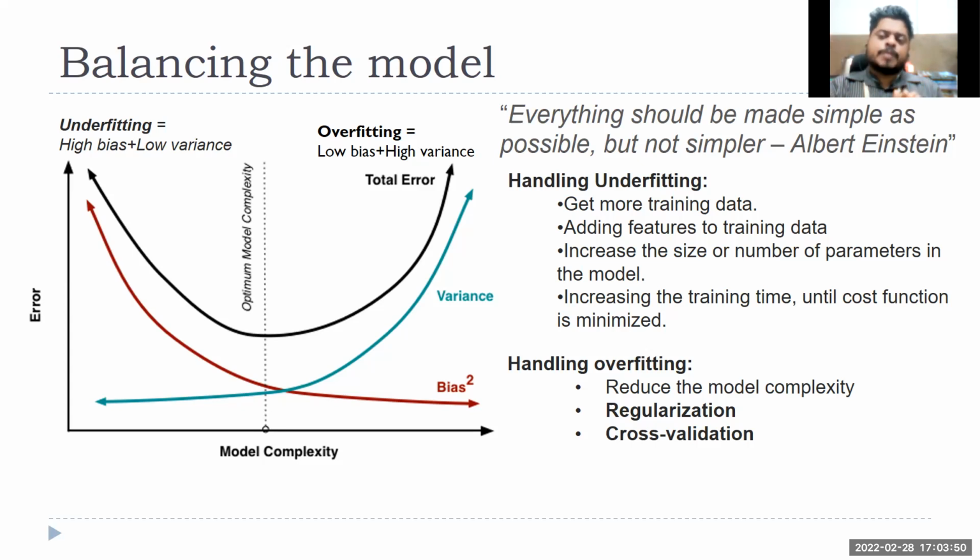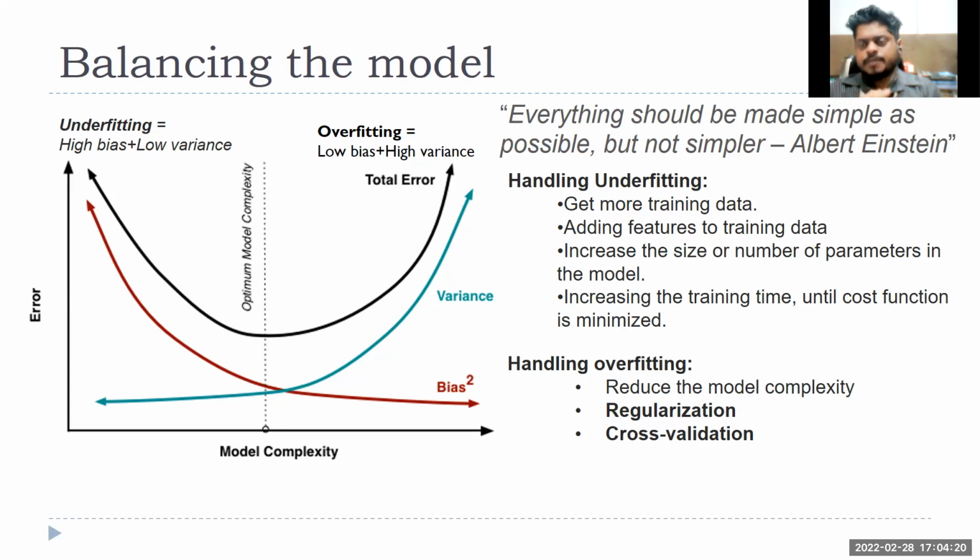So now the problem is I cannot build a very complex model. A complex model will perform very well on my training data set, but it will fail on the testing data set. A simple model will perform below average, both on the training and testing data sets. So what I have to do is create a model that keeps a balance between the two.